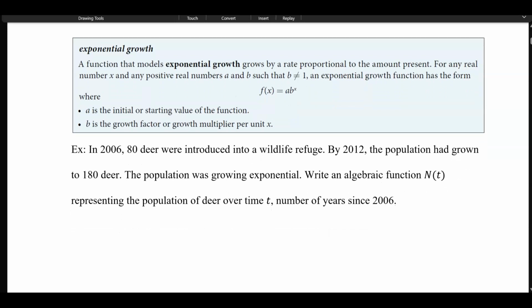All right, exponential growth. So now let's talk about exponential growth here. A function that models exponential growth grows by a rate proportional to the amount present for any real number x and any positive real numbers a and b, such that b cannot equal 1. An exponential growth function has the form f of x equals ab^x. Notice that it's the same exponential function, right? Now, this is where it becomes a growth. a is the initial or starting value of the function, so we want to keep that in mind. b is the growth factor or growth multiplier per unit x.